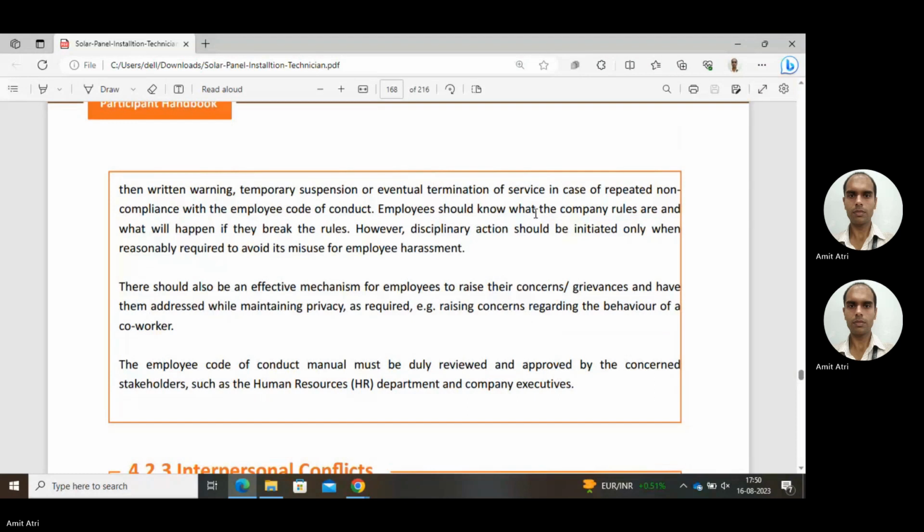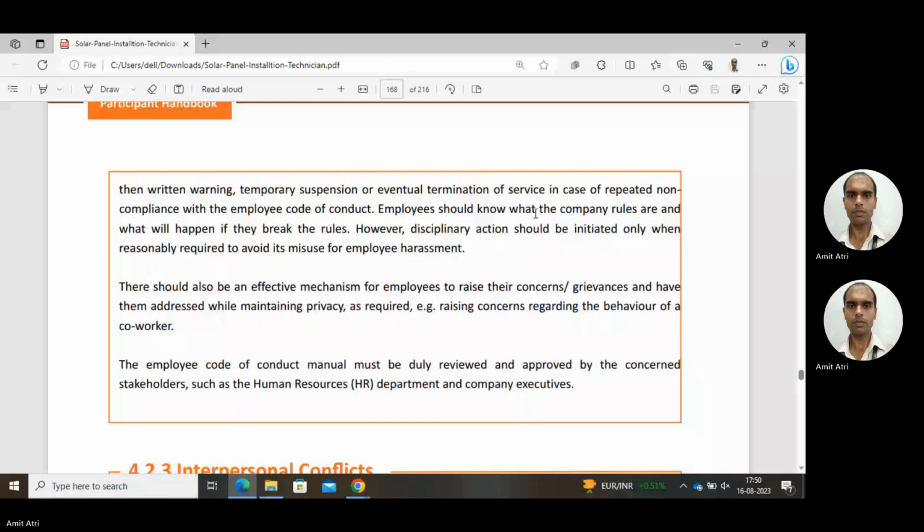Like a verbal and then written warning. This could be one type of disciplinary action. Then we can warn the offender. Then temporary suspension or eventual termination of service in case of repeated non-compliance with the employee code of conduct. If it is the first time, we can give a warning to the offender. If he repeats, then temporary suspension. Still, if he is not bothered, then termination. Employees should know what the company rules are and what will happen if they break the rules. That means the guidelines and the disciplinary action should be totally in the knowledge of the employees.